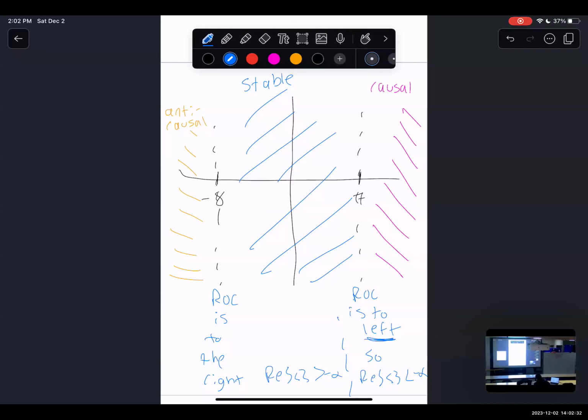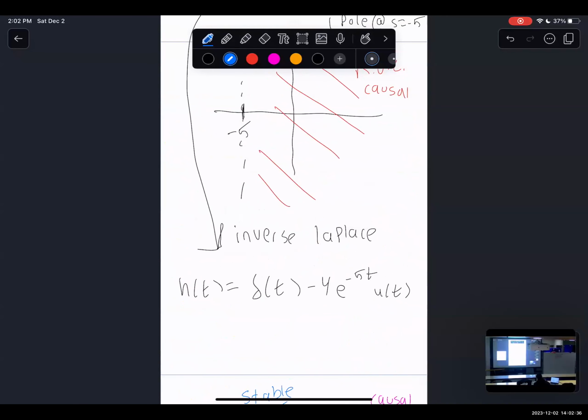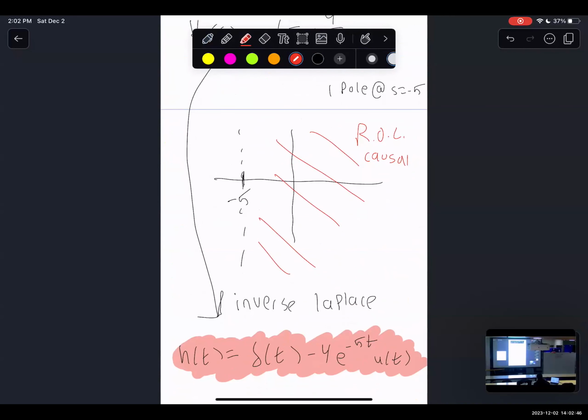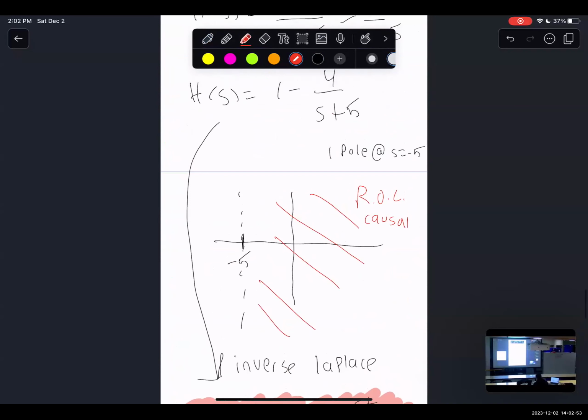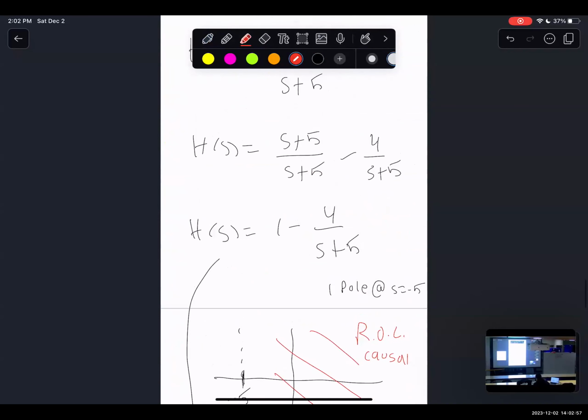Yeah. What was the h(t) you had written in the previous problem? Got you right here. So this delta(t) is from the 1, and then the minus 4 is from the minus 4 over s plus 5. Yeah. And what about the zero at negative 1? Does that have anything to do with the impulse response or the region of convergence? No, it doesn't have anything to do with it. We don't need it at all.